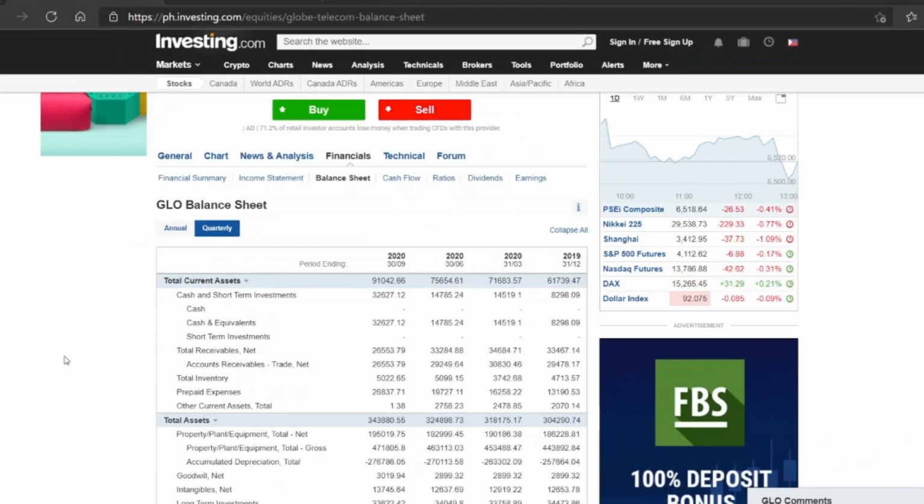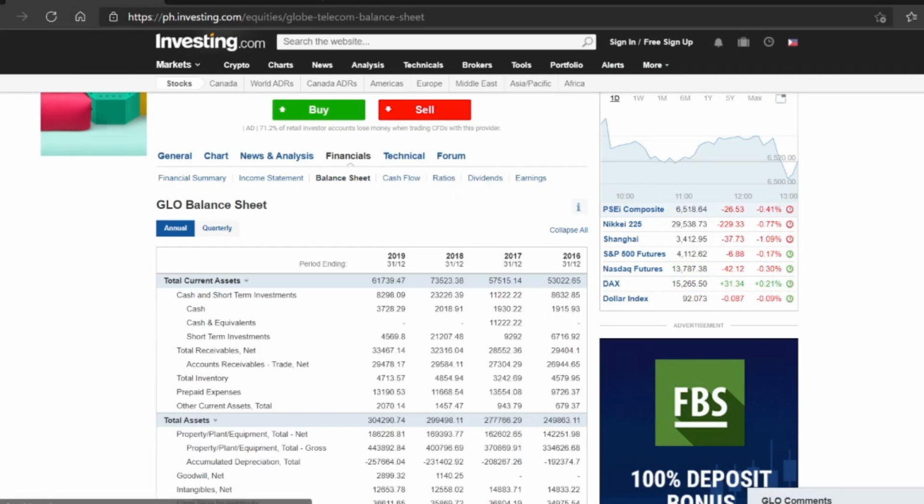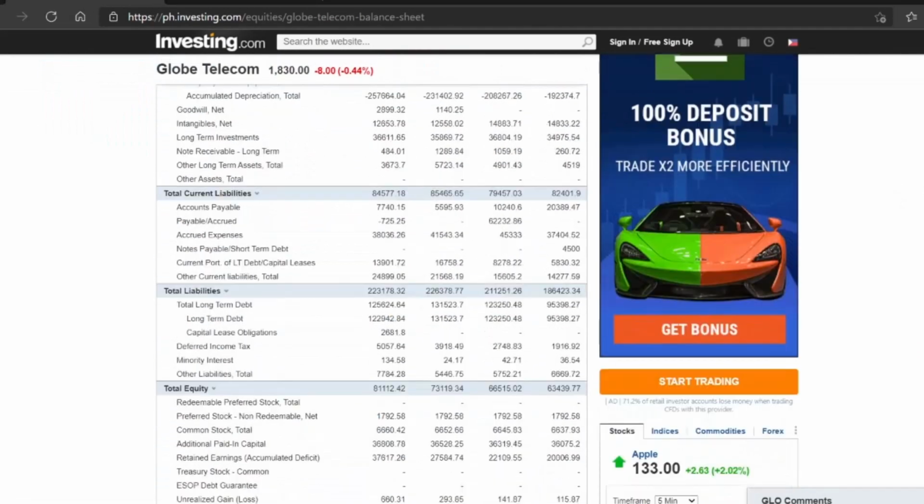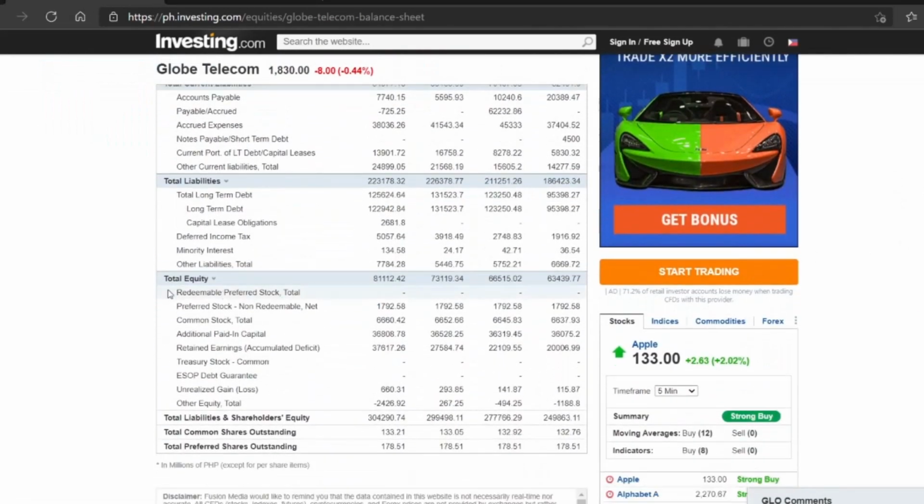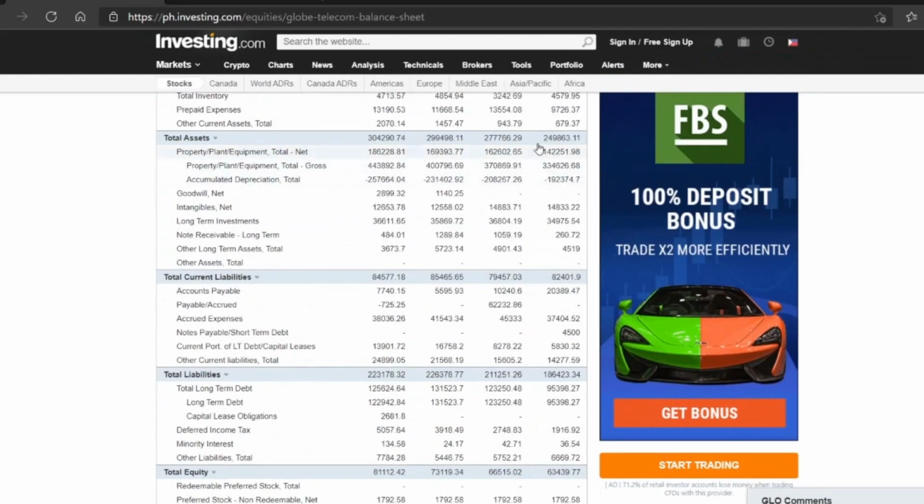Next, we are going to the balance sheet. Remember, click the annual button again and scroll down to look at the total equity line. What you want to see here is it should be growing year after year. So total equity is assets minus the liabilities of the company. With a positive equity, you know that the company owns more assets compared to its liabilities.